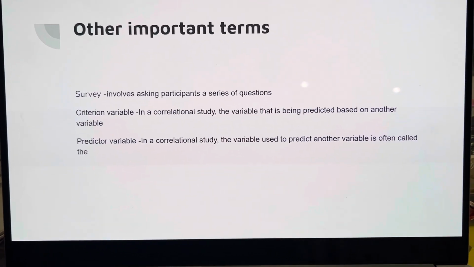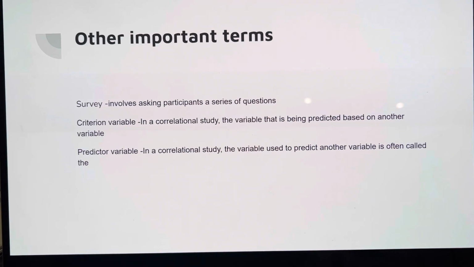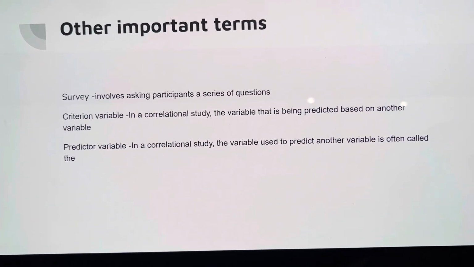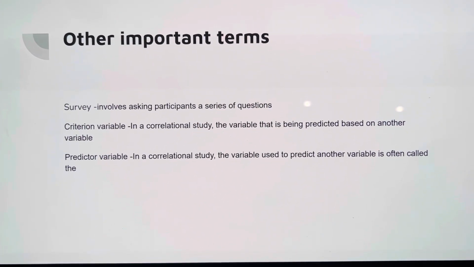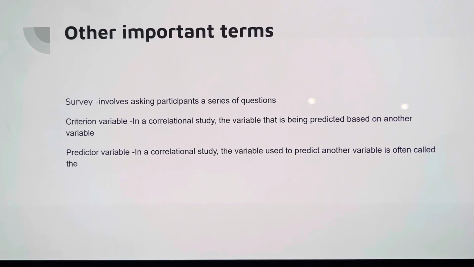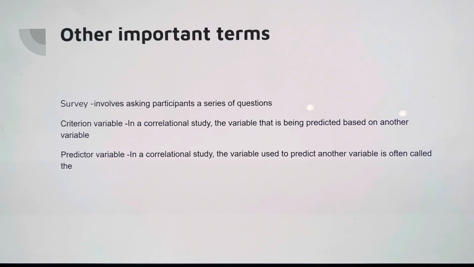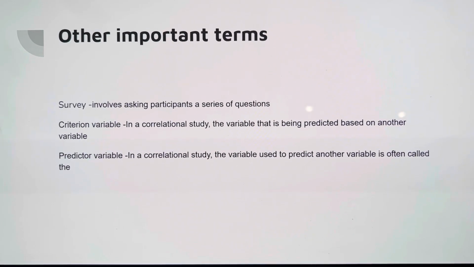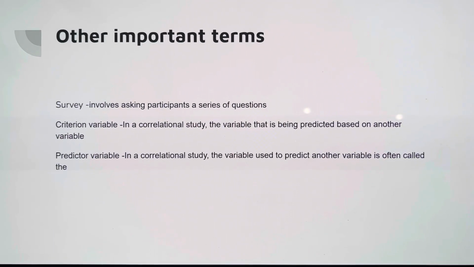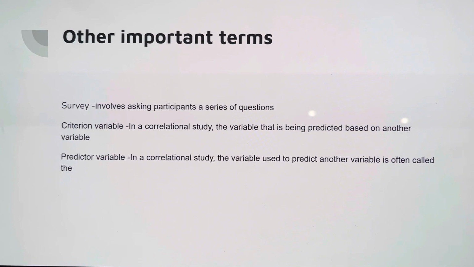And some other important terms are survey, which involves asking participants a series of questions; a criterion variable, in a correlational study, the variable that is being predicted based on another variable; and finally the predictor variable, in a correlational study, the variable used to predict another variable.